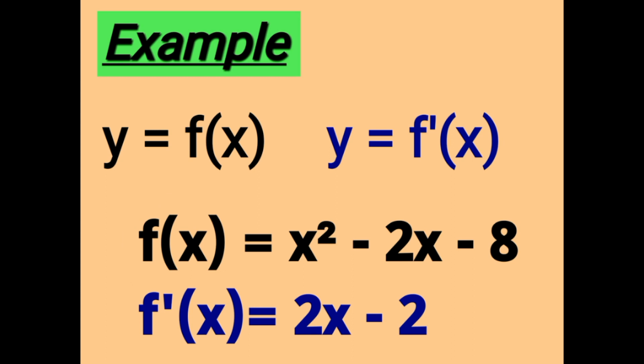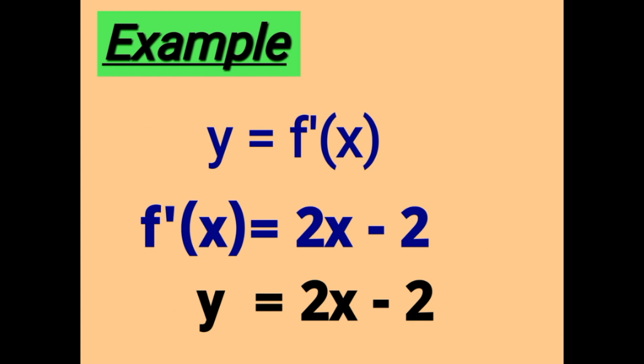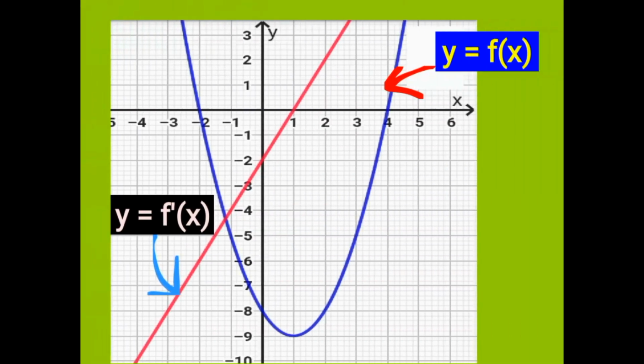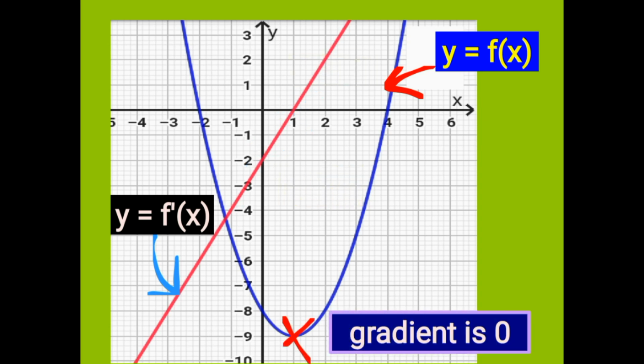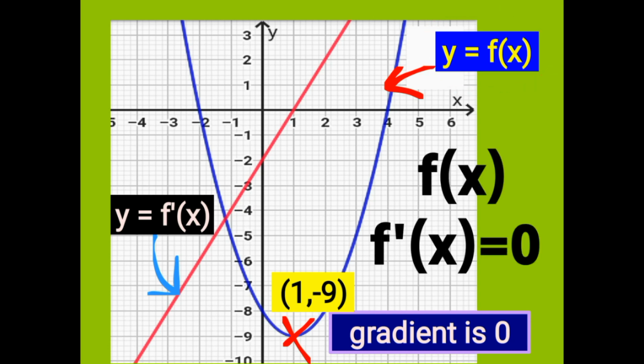So, the graph y equals f dash x, which is y equals 2x minus 2, is a straight line with gradient 2 and crosses the y-axis at minus 2. Now, this is the graph of y equals f dash x, and the graph y equals f dash x crosses the axes at the coordinates 0, minus 2 and at 1, 0. So, here at the turning point of the graph y equals f(x), the gradient is 0. Now, we know the gradient function or derivative can be used to find the gradient of the curve for any value of x. And since the gradient at the turning point 1, minus 9 of the curve y equals f(x) is 0, the derivative of f(x), that is f dash x, equals 0.